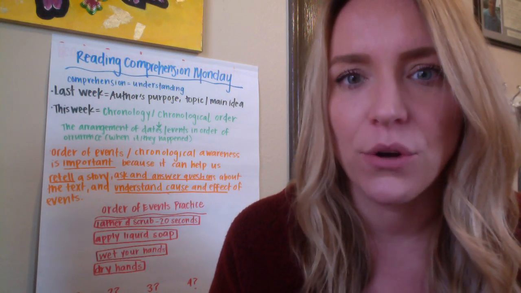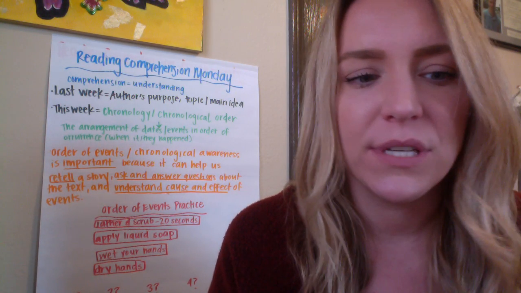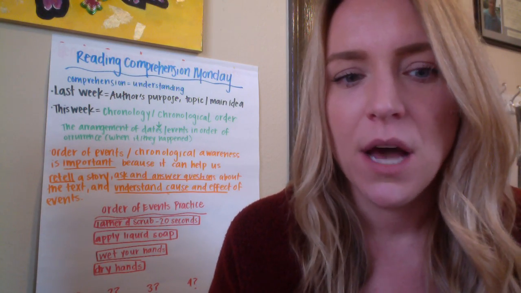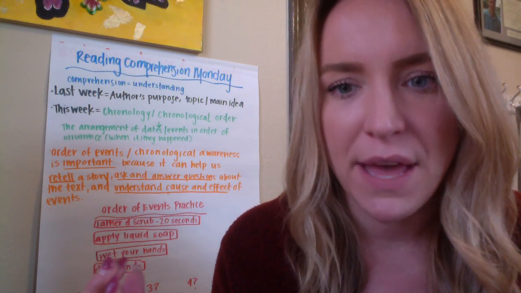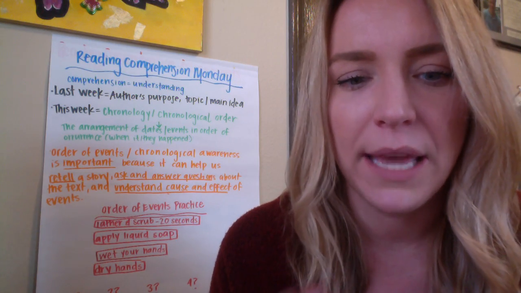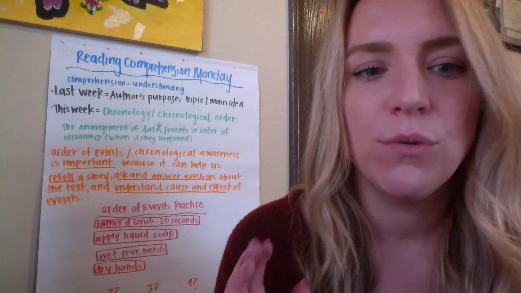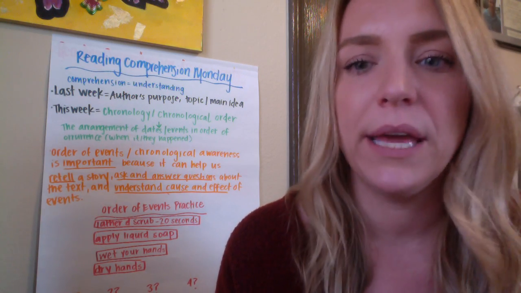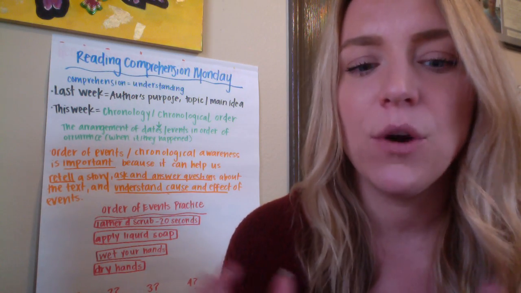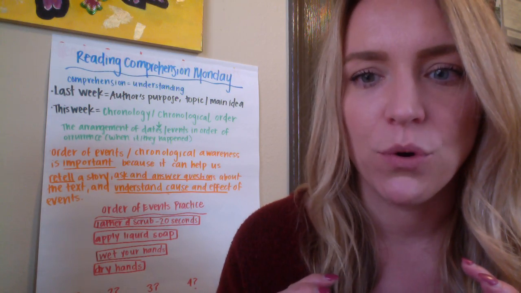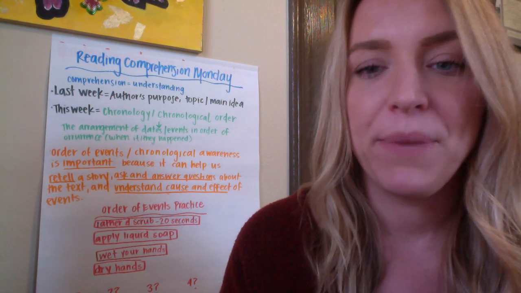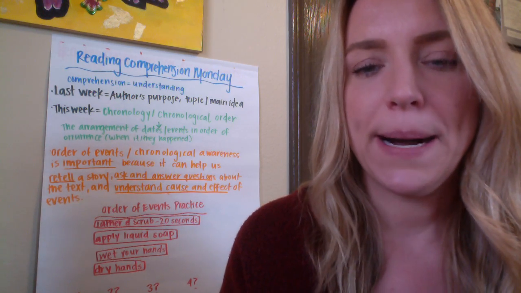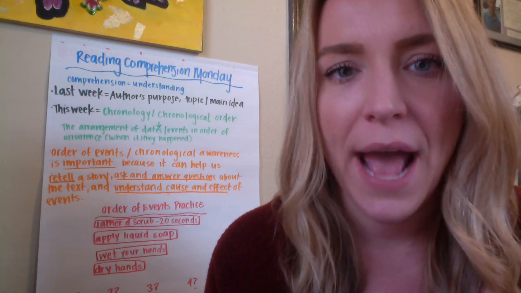It helps us to ask or answer those important questions about a text. And it also helps us to understand the cause and effect of events. And that's something we're going to be getting into a little bit later. But just so you know why order of events is so important, this is why. It really helps us, once again, just take away more meaning from our story. It helps us be able to retell a story, to tell it in the order in which it happened.